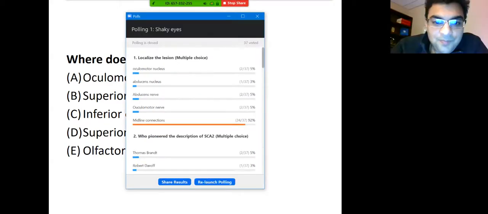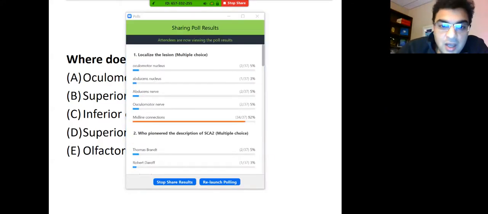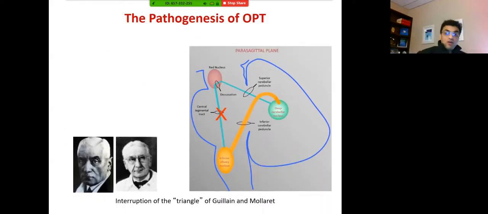Oculopalatal tremor localizes to the inferior olive, and most of the attendees gave the right answer, which is great. It is pretty classic of inferior olive lesion, and it was described by two very clever French scientists, Guillain and Mollaret. They described the Guillain-Mollaret triangle which connects the inferior olive to the deep cerebellar nuclei. From the deep cerebellar nuclei, these fibers go on the superior cerebellar peduncle. They loop around the red nucleus, they don't synapse at the red nucleus, and go into the central tegmental tract.